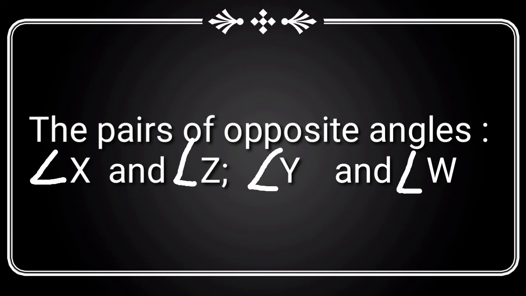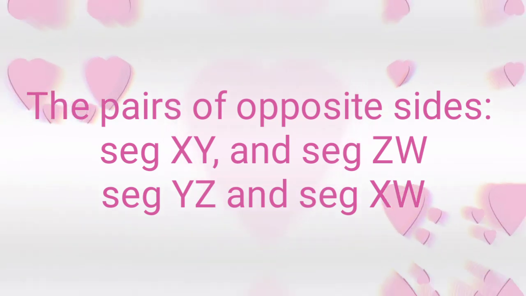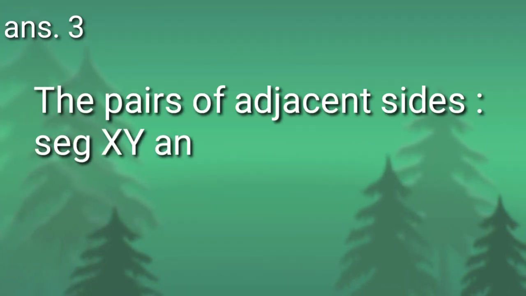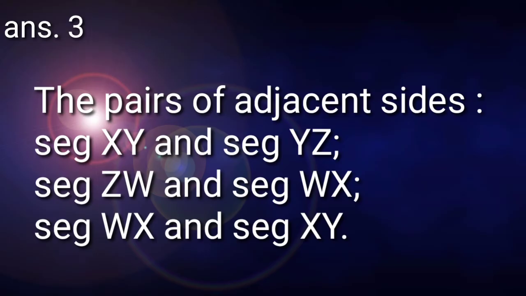Next is the pairs of opposite sides. The pairs of opposite sides are segment XY and segment ZW, segment YZ and segment XW. So let us write. The pairs of adjacent sides are segment XY and segment YZ, segment ZW and segment WX, segment WX and segment XY.